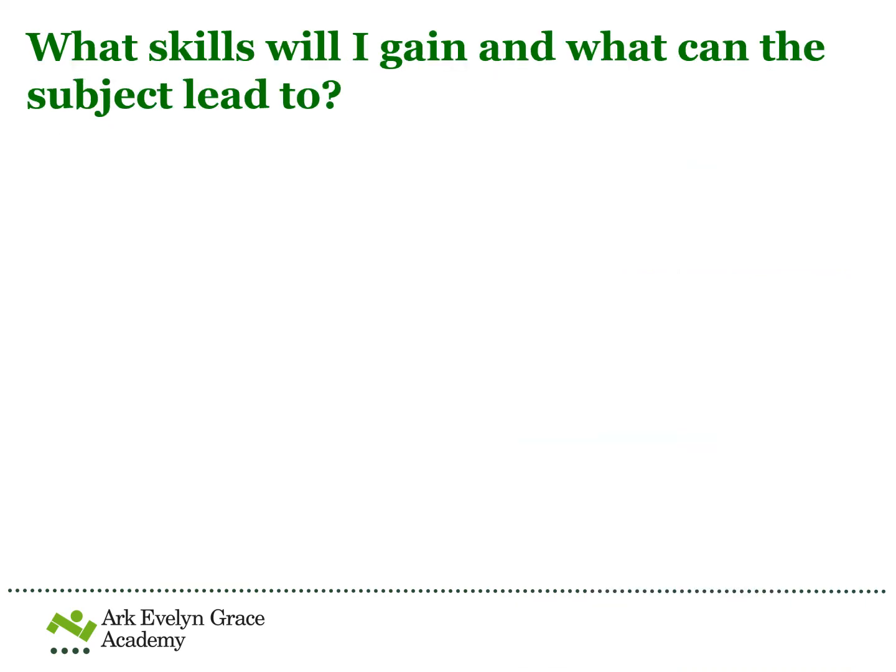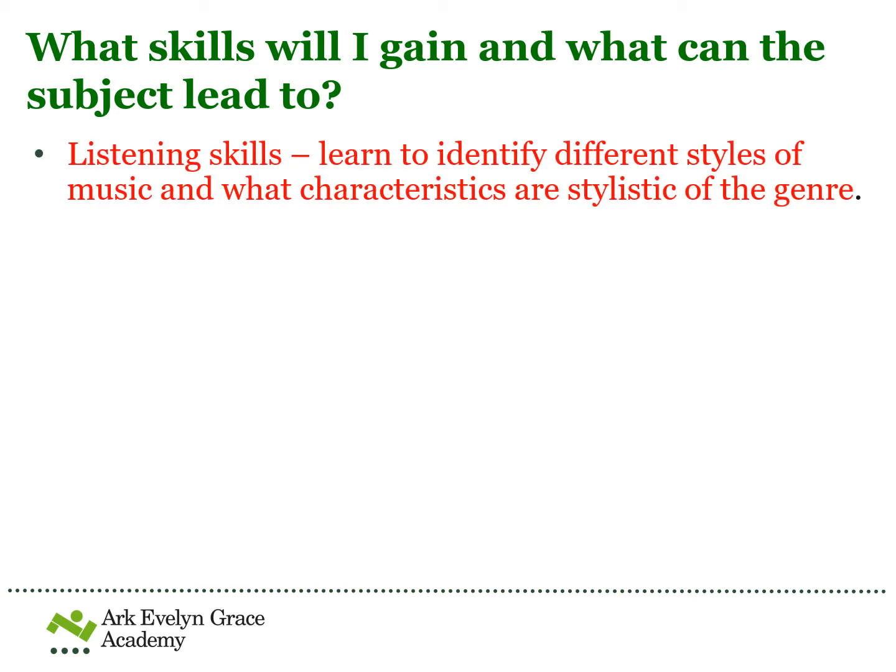What skills will you gain and what can the subject lead to? So listening skills are developed through your study of the 4 components. So Area Study 1, musical forms and devices, Area Study 2, music for ensemble, and then Area Study 3, film music, and then Area Study 4, popular music. You're going to identify characteristics within each period of music and within each genre, and what makes a piece of music stylistic.